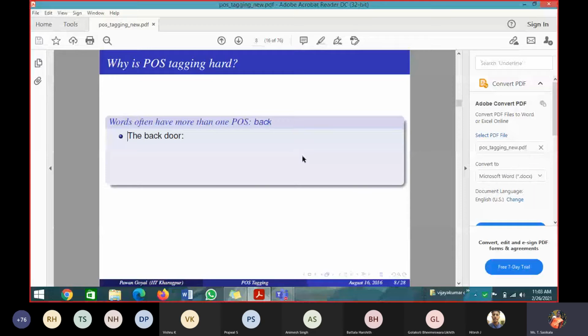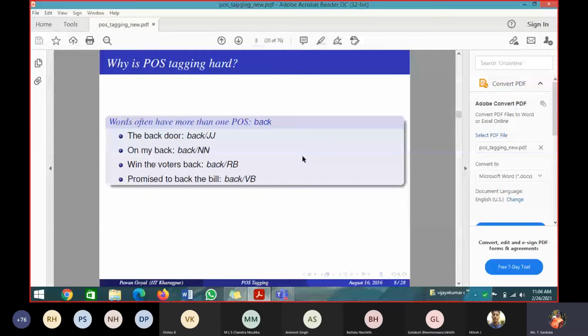Can you tell me what this example is actually for? This example is for POS tagging of the word back in different sentences. Very good. So we cannot say that back can be only one tag. It can have different POS tags, right? Yes. We cannot say it, because it depends on how it is appearing.